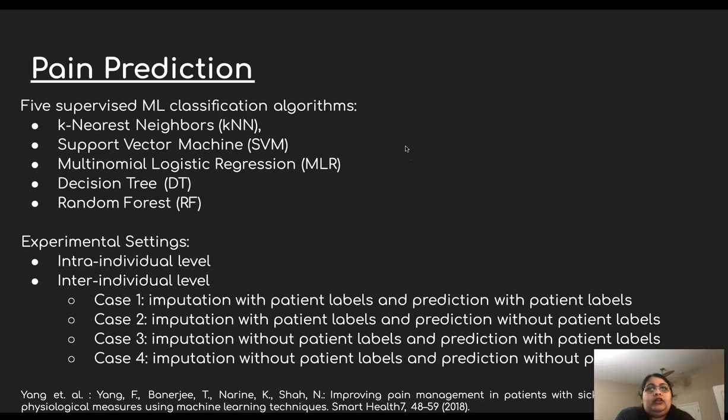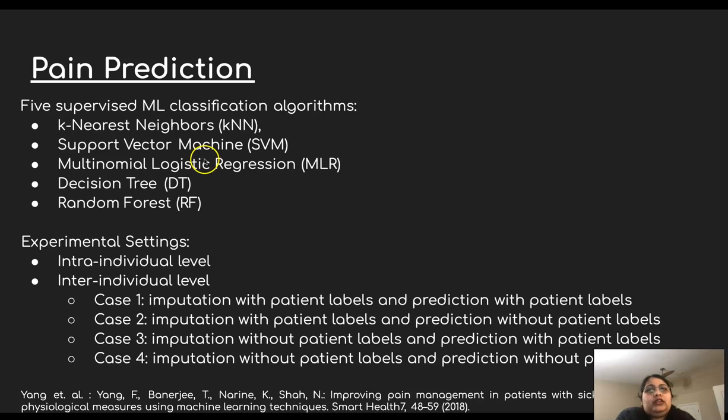Now, coming to the modeling part, we implemented 5 supervised machine learning classification algorithms to predict the patient's pain scores based on their vital signs: k-nearest neighbors, support vector machines, multinomial logistic regression, decision trees, and random forest. We investigated both the intra-individual level and inter-individual level analysis, inter-individual meaning treating all the patients as a single entity. For the intra-individual analysis, we used the 6 vital signs, visit information, and pain score, as patient labels were unused, since the samples from the same patient were employed to build the personal model in this analysis.